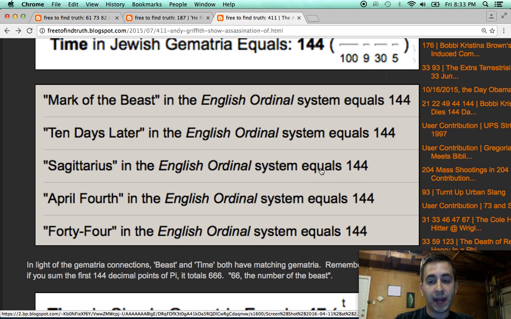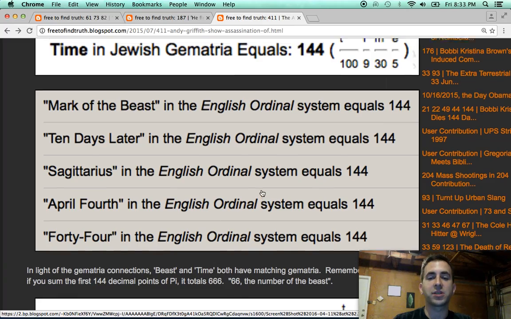Robert Kennedy died at 1:44 in the morning. JFK died on the first day of Sagittarius. Sagittarius equals 144. Martin Luther King Jr. died on April 4th, 4-4 equals 144. 44 also sums to 144. And that's why we spell 40 such a goofy way. There should be a U in that word, but there's not, because gematria is what this language is based on. And that's why they made 44 with this goofy spelling.